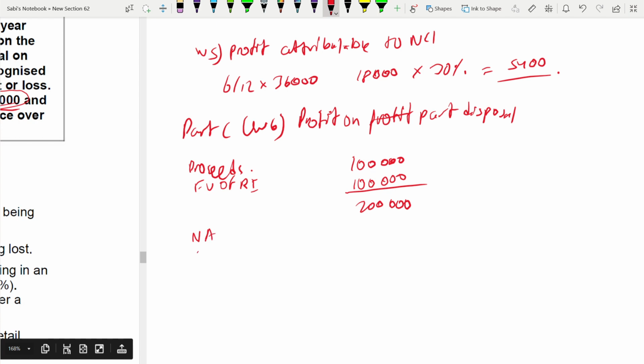Net asset, goodwill, NCI. Working 2, 3, and 4. So this remains 138,000. This remains 30,000. This remains 48,400. 119,600. 80,400. I think it's the same profit.